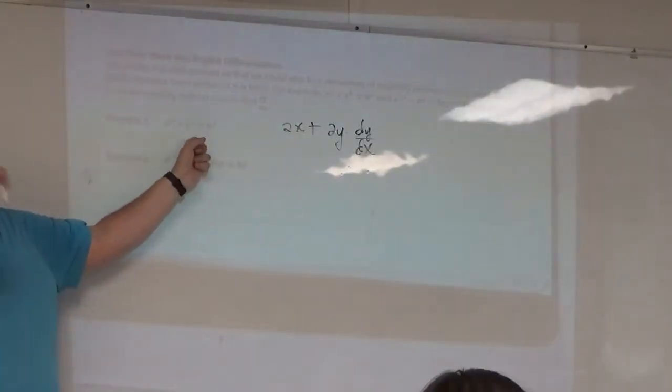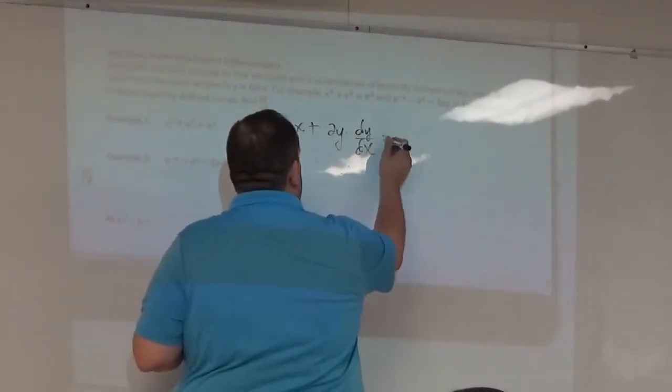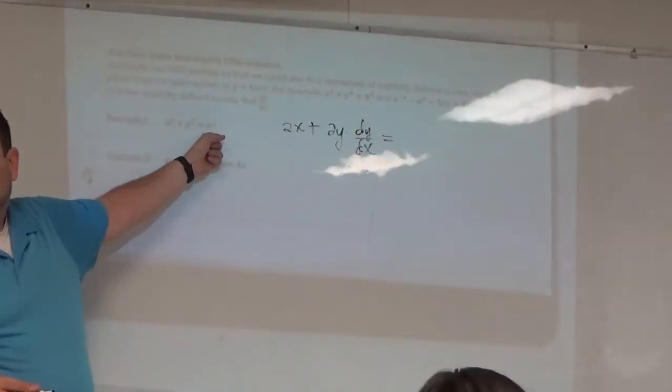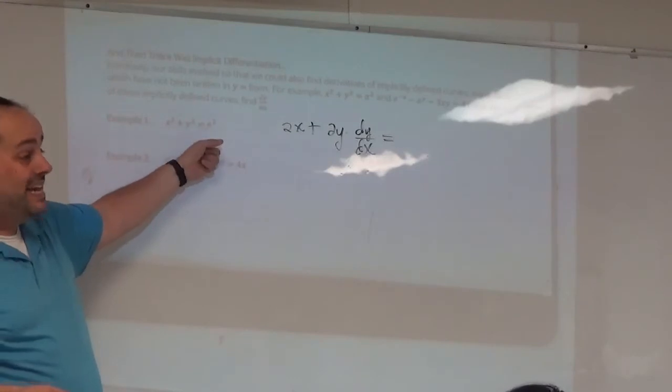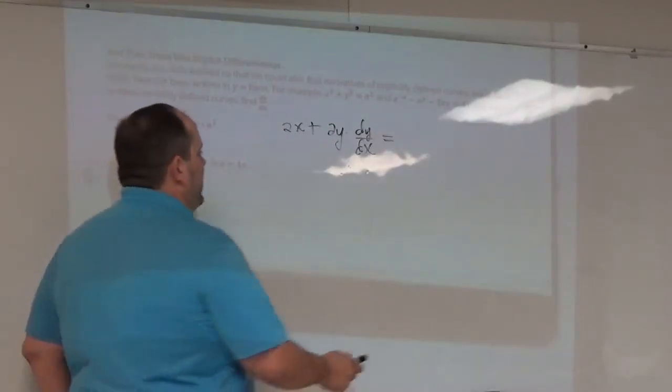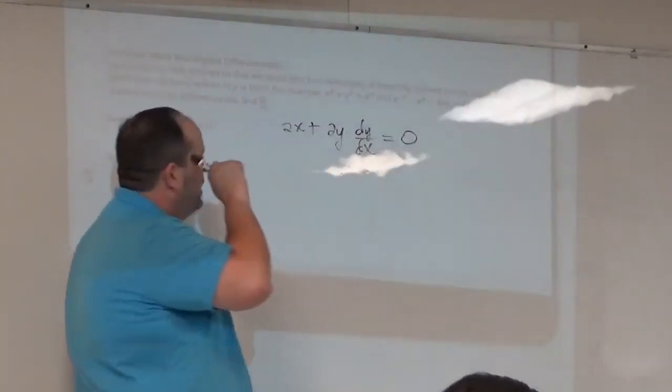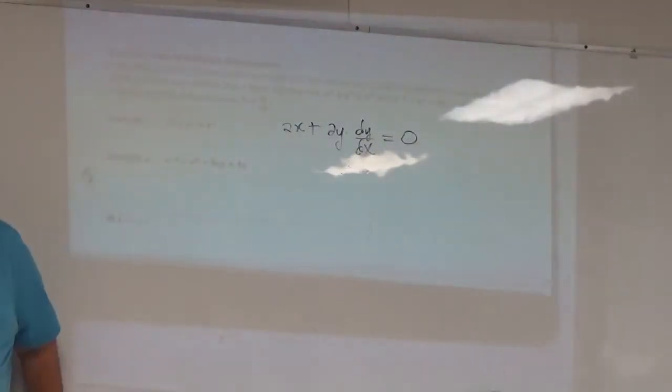Because y depends on x. We're taking the derivative with respect to x. Equals the derivative of pi squared. 0. Oh God, thank goodness. Nobody said 2 pi. You may have been tempted. 0. And now the last thing you need to do, what's dy dx?